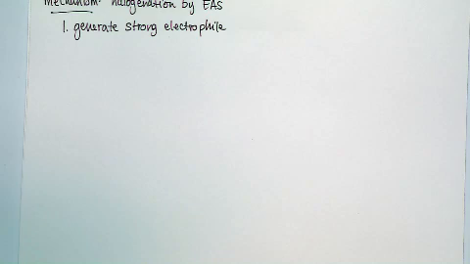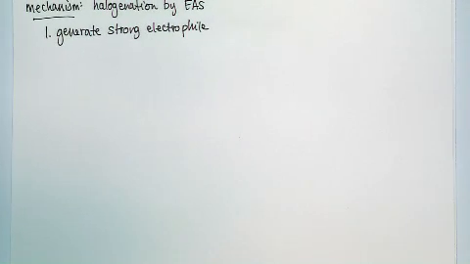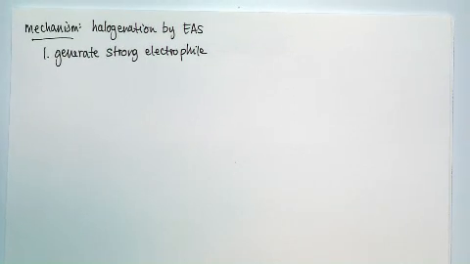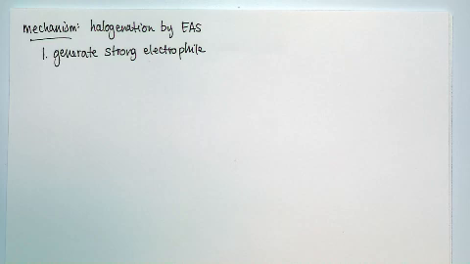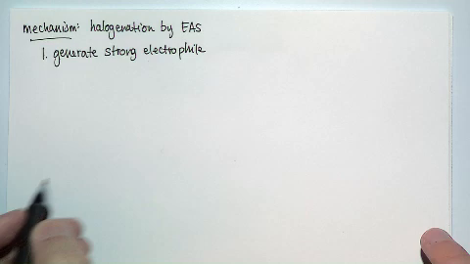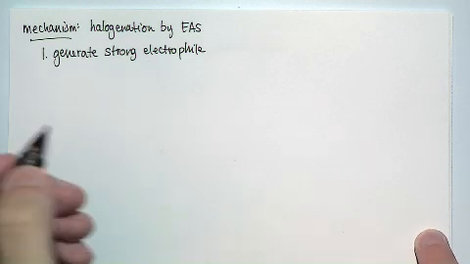All right, so how does the arrow pushing work for this? Notice I'm saying halogenation, because it turns out you can do this with chlorine as well. But anyway, the first step is to generate our strong electrophile. This is the step that I just showed you, but let's draw it out with some arrow pushing.